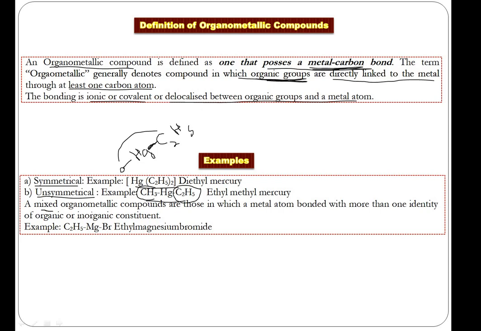Then there can be mixed organometallic compounds, in which a metal atom is bonded with more than one kind of organic or inorganic constituent. For example, you have a compound of this type. Magnesium is the metal at the center. On one side it is attached to the inorganic part, that is bromide, and on the other side there is an ethyl group. Ethyl is the organic part and bromide is the inorganic part. So this type of compound is called a mixed organometallic compound. So this is it for the definition.